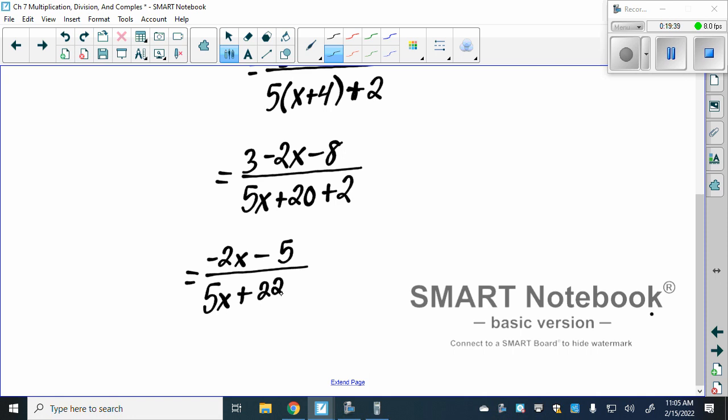Now, before we can simplify, we need to be able to write this as multiplication, things multiplied together, so factoring out terms. Is there something we can factor out of the 2x and 5? I mean, we can factor out the negative 1, but that's not going to do a whole lot. Can we factor anything out of the 5x and 22? No. So that there is actually the final answer.